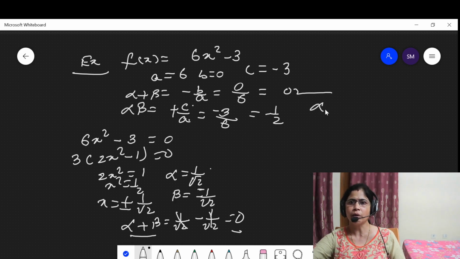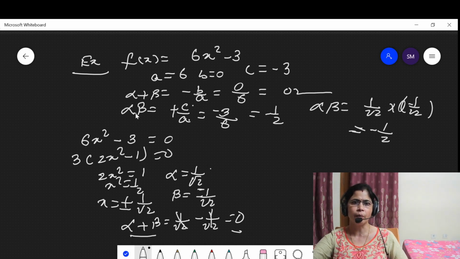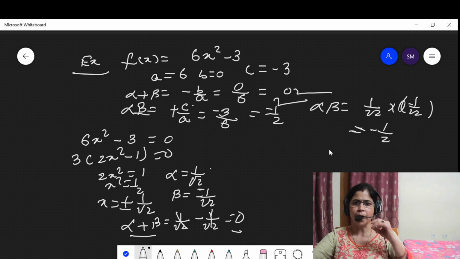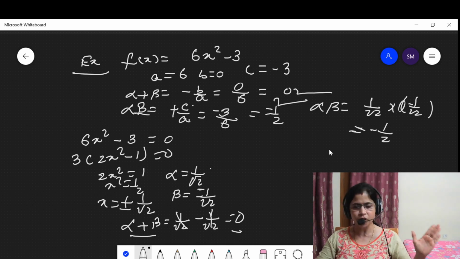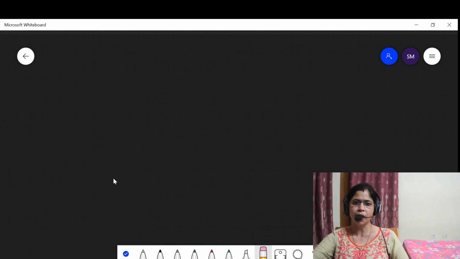Now let us find out alpha into beta. Alpha into beta is 1 upon root 2 into minus 1 upon root 2, which is equal to minus 1 upon 2. Here also we get alpha into beta is minus 1 upon 2. Hence we verified the relationship between the two zeros. Okay. Then here are other problems. In these questions also you have to verify the values of alpha and beta.